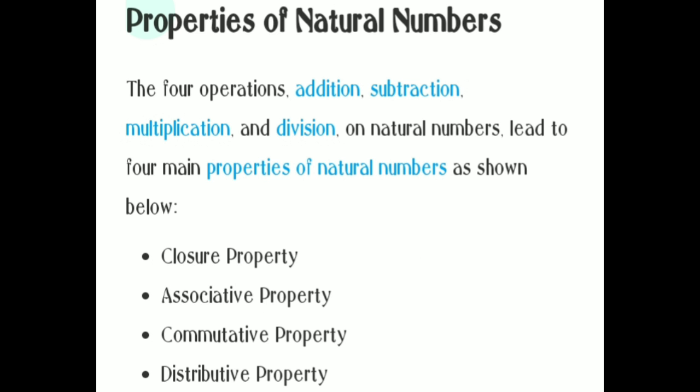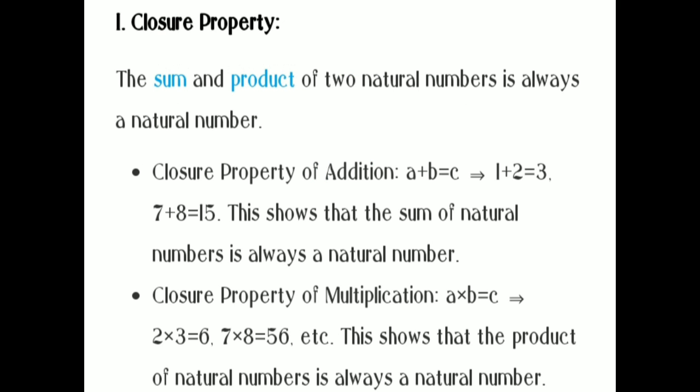So, now the properties of natural numbers. The four operations of addition, subtraction, multiplication, and division on natural numbers lead to four main properties of natural numbers as shown below, which are closure property, associative property, commutative property, and distributive property. So first we talk about the closure property. The sum and product of two natural numbers is always a natural number.